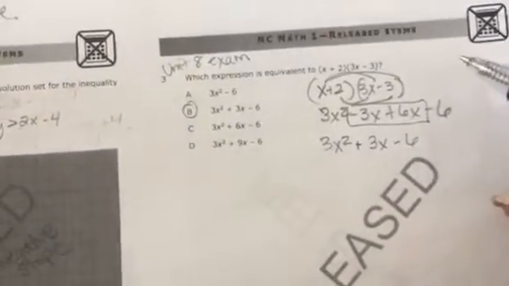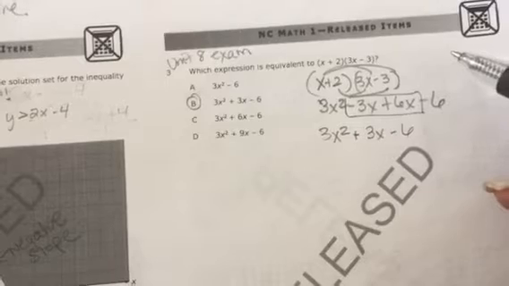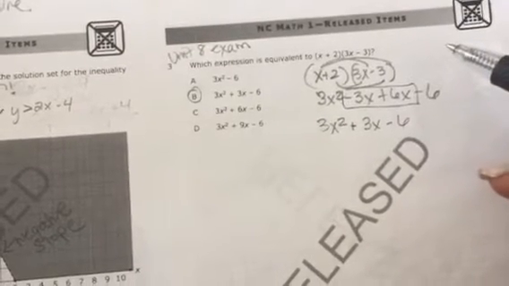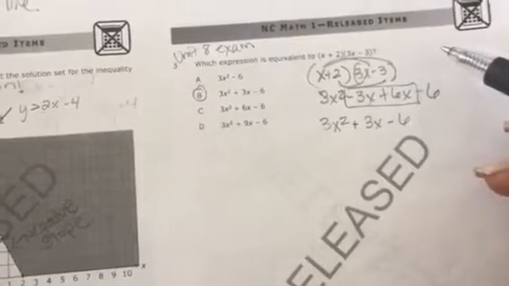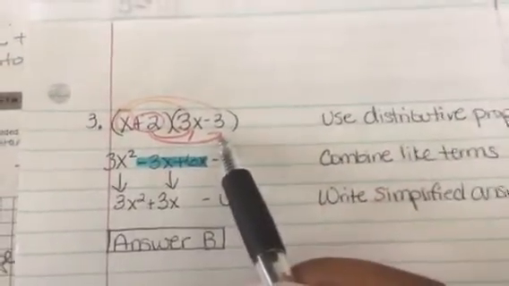Let's go ahead and look at number 3. For number 3, it says which expression is equivalent to x plus 2 times 3x minus 3, okay? First off, of course, on our scratch paper, we would have written down our problem. So let me go ahead and get that out for you guys here. Okay, so again, it's color-coded so you guys can see it. We've written it on our scratch paper.